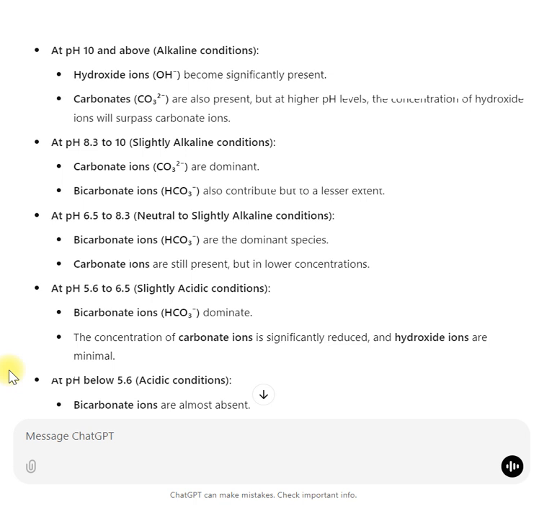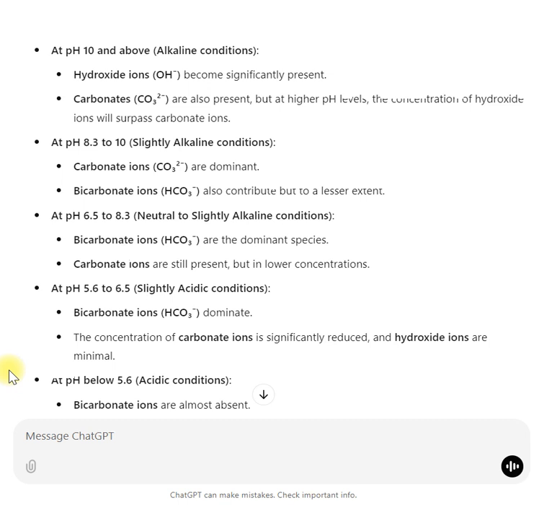At pH 8.3 to 10, slightly alkaline conditions, carbonate ions (CO3 2-) are dominant. Bicarbonate ions (HCO3-) also contribute, but to a lesser extent. At pH 6.5 to 8.3, neutral to slightly alkaline conditions, bicarbonate ions (HCO3-) are the dominant species. Carbonate ions are still present, but in lower concentrations.